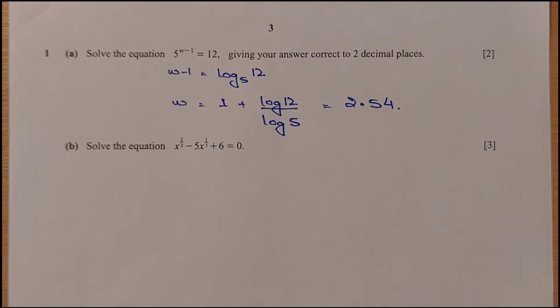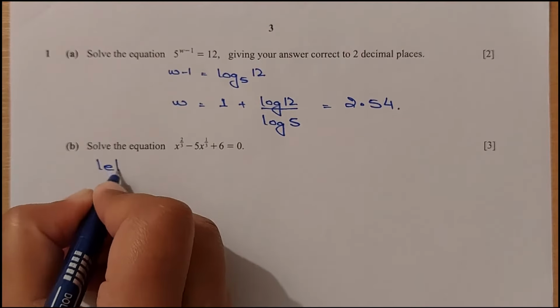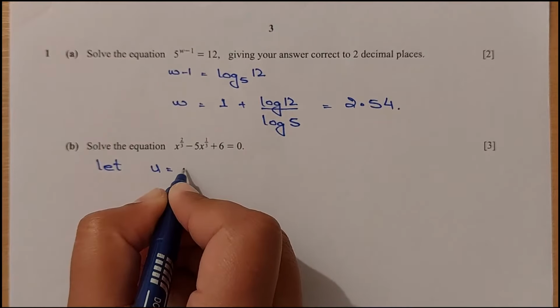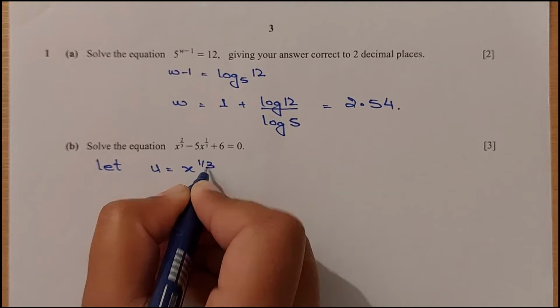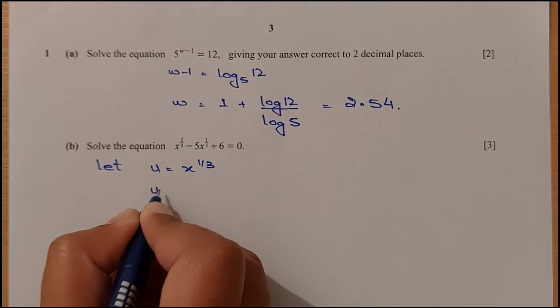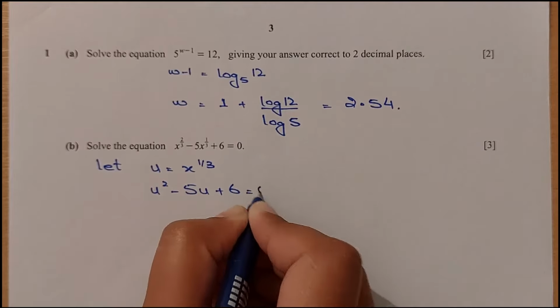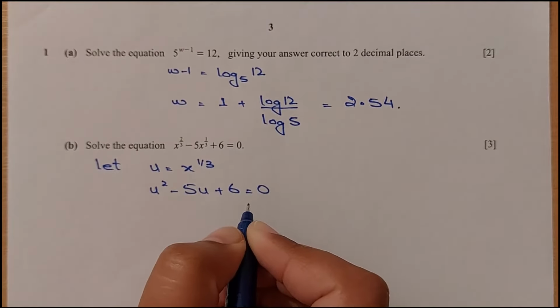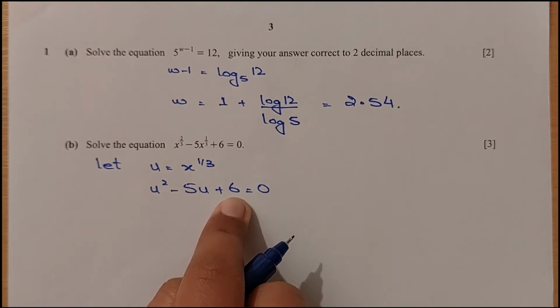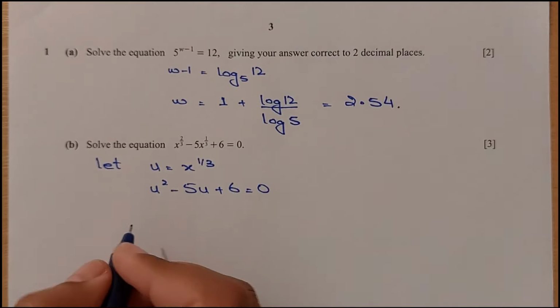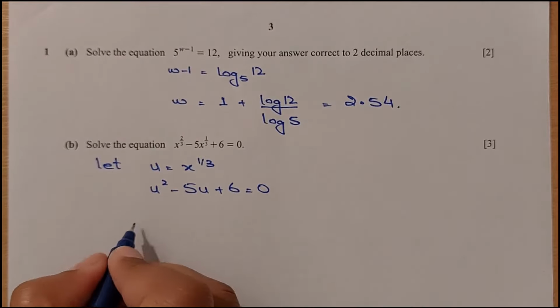Now for the B part, solve this equation. So in this equation, let's suppose that u is equal to x power 1 by 3. Right? So here we have u squared minus 5u plus 6 equals 0. So we can factorize this. 1 times 6 is 6. We can use 2 times 3 is 6, and minus 2 minus 3 is minus 5.